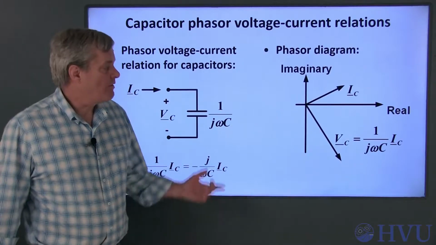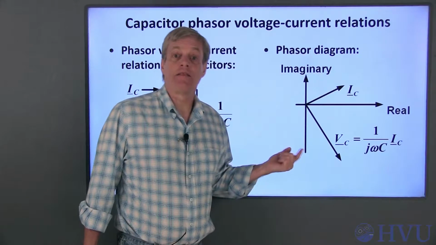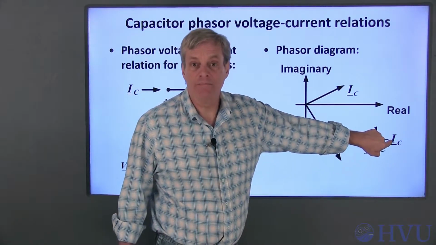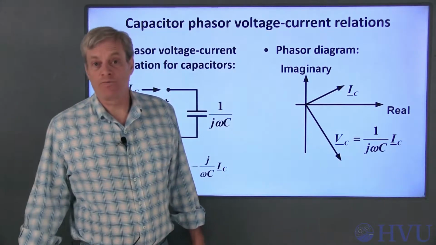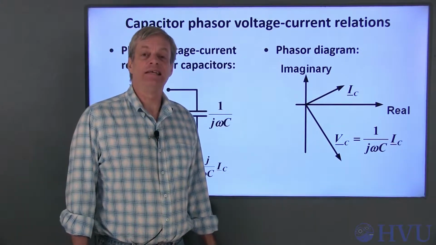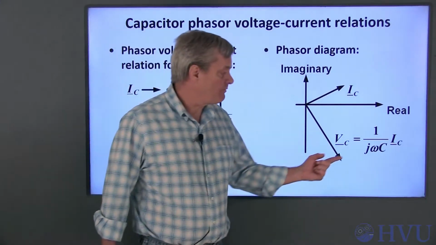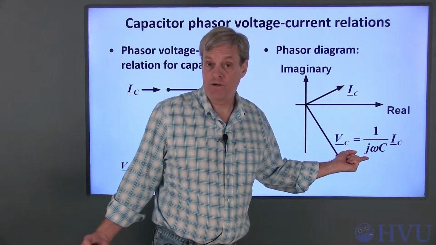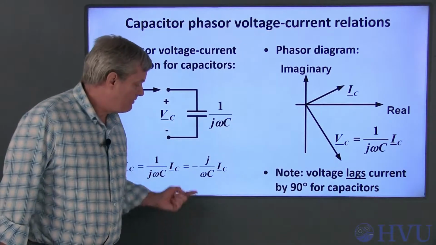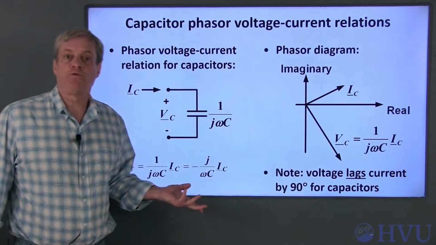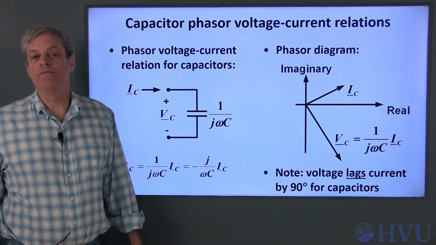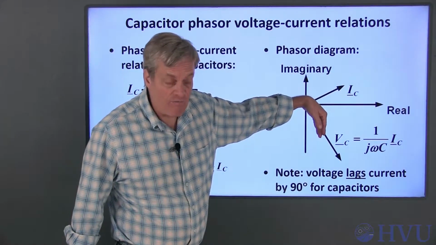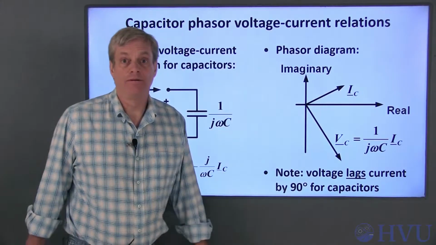The phasor diagram for a capacitor looks like this. The magnitude of the voltage phasor is 1 over omega C times the magnitude of the current phasor. As with inductors, the magnitude scaling is a function of omega, so changing the frequency changes this magnitude. This relationship is a function of frequency. The negative of j can be expressed in polar form as 1 at an angle of negative 90 degrees. So the voltage phasor lags the current phasor by 90 degrees.